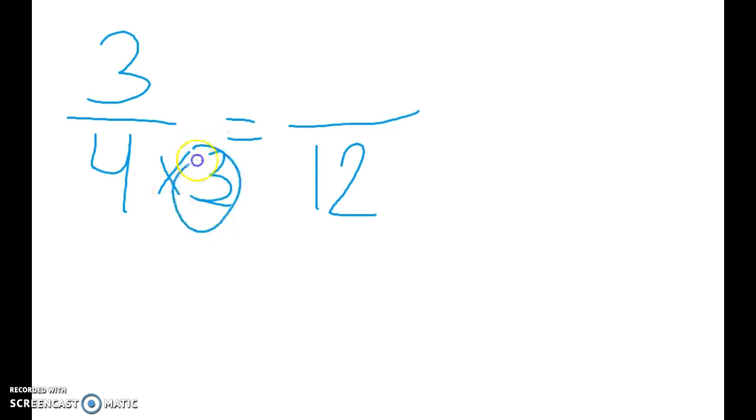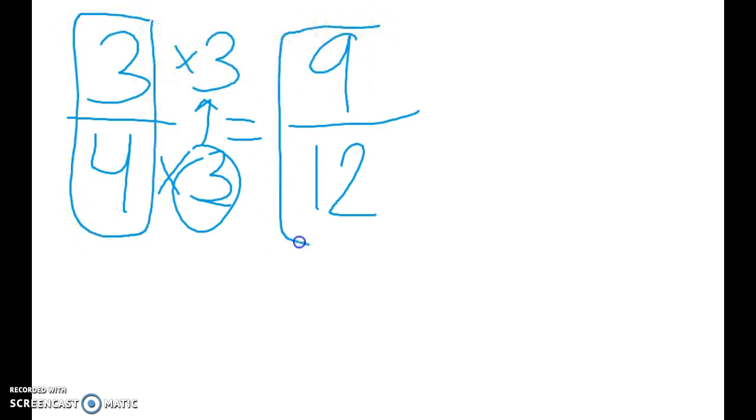Whatever we do to the bottom, we do to the top. So if we multiplied by 3 down here, we're going to multiply by 3 up here. 3 times 3 is 9, meaning that 3/4 is equivalent to 9/12. We can also use this strategy to find equivalent fractions by dividing.